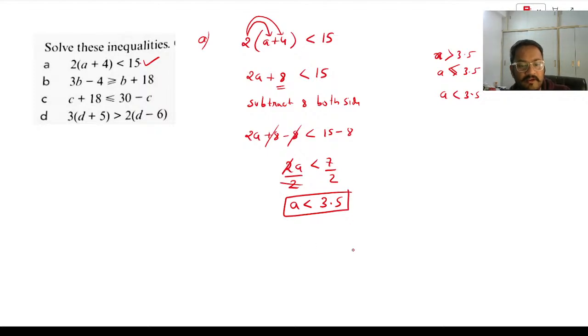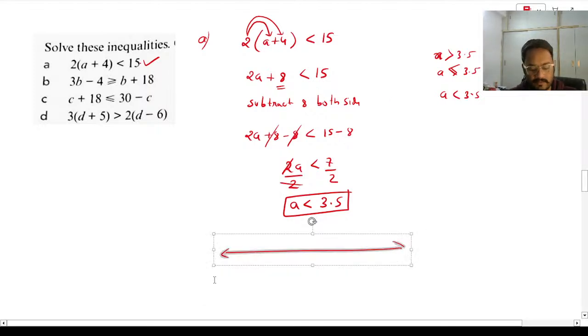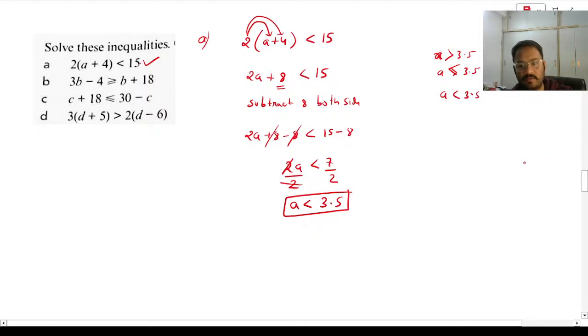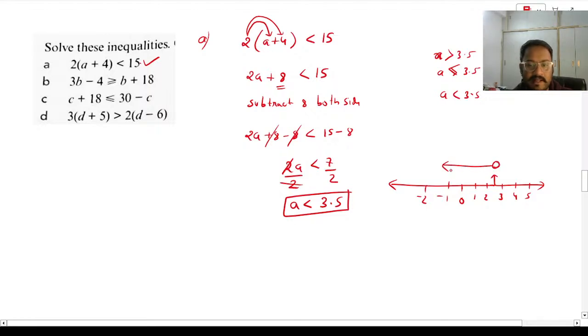Very good, correct. Now if you want to make a number line, you can. I can make a number line some other way. I hope you can see, I'm making a number line here. So this will be 0, then 1, 2, 3, 4, and 5, and this is minus 1, minus 2. So a is less than 3.5, so I'm considering this as 3.5. We'll make this type of circle, and then an arrow to the left, because it is less than 3.5.